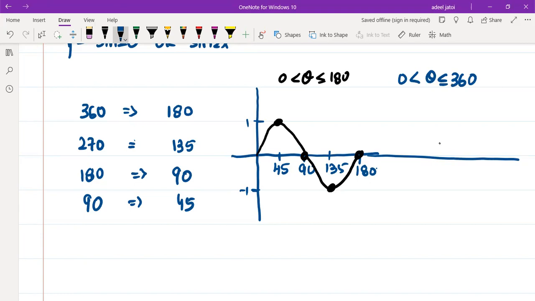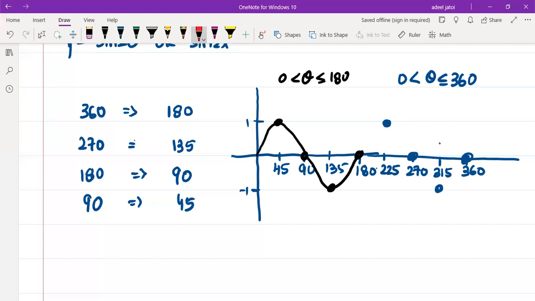But if the range is from 0 to 360, then you will further go from 180, adding 45 now. This will be 225, do you agree? Then you will have 270, then 315, and then 360. And then you will repeat the process. You had 45, you had 1. So now at 225, you will have 1. At 270, you will have 0. This will be -1, and this will be 0.